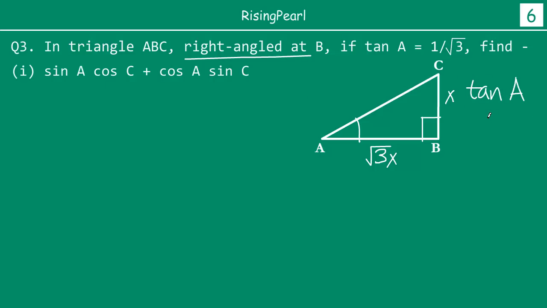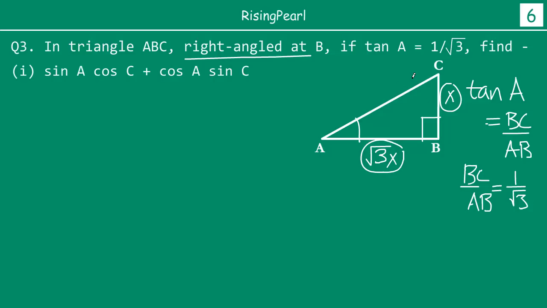For the same reason, what is tan A? Tan A is equal to BC divided by AB. Right? If BC divided by AB is equal to 1 divided by square root 3, then I can assume that the numerator is x. I could have written it as k or a or any other positive number. x is a positive number. Then the denominator is square root 3 times x.